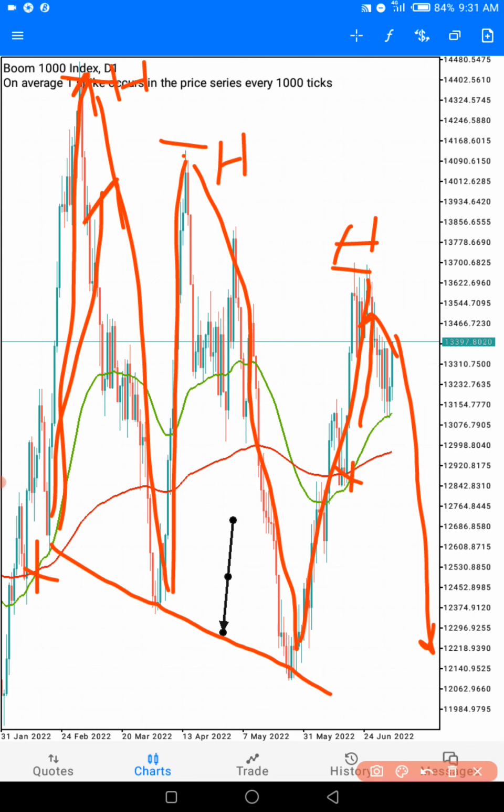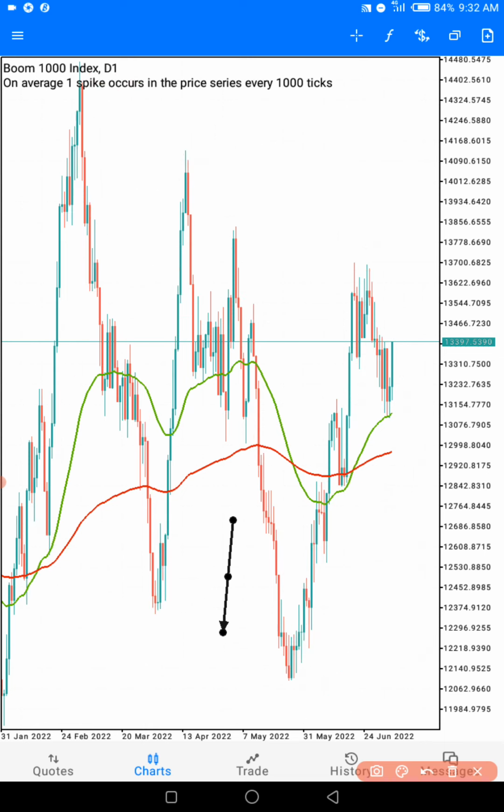So if you are trading on Boom 1000, expect a trend reversal within the next few days. This is a confirmation. This is one, this is two, and this is three. Let me take this off the chart again. Look at what I want to point out to you now. Look at this tip, joining this tip, and joining this tip.